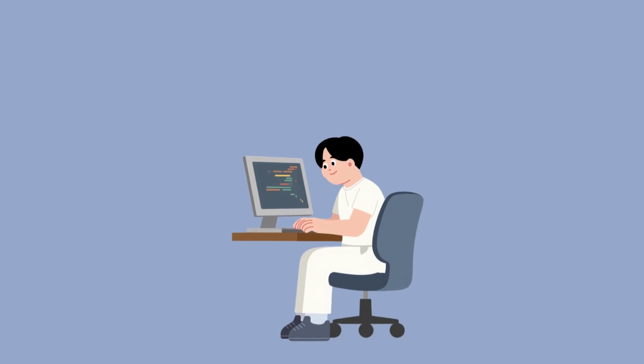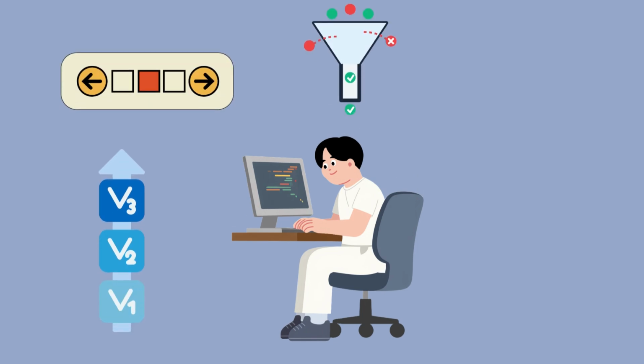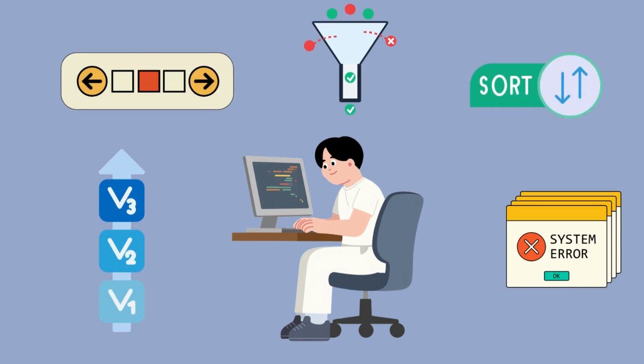Over the years, developers have also adopted additional conventions such as API versioning, pagination, filtering, sorting, and standardized error responses. While these are not part of the original REST architectural constraints, they have become common practices in modern REST API design. I will explain these conventions in another video.